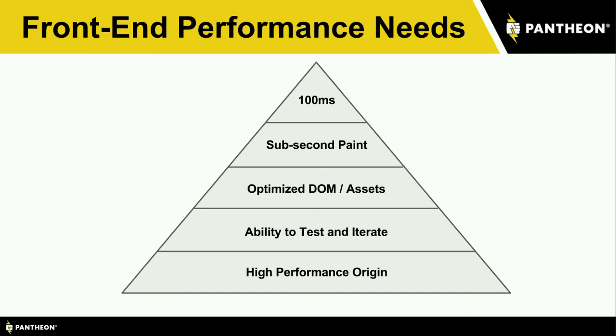Okay, so I like to think of front-end performance as a hierarchy of needs. The hierarchy of needs is just a neat little mental model that I like to imagine what it takes to do stuff. And this is modeled off Maslow's hierarchy of human needs. So the high performance origin is the base level of need for good front-end performance, right?